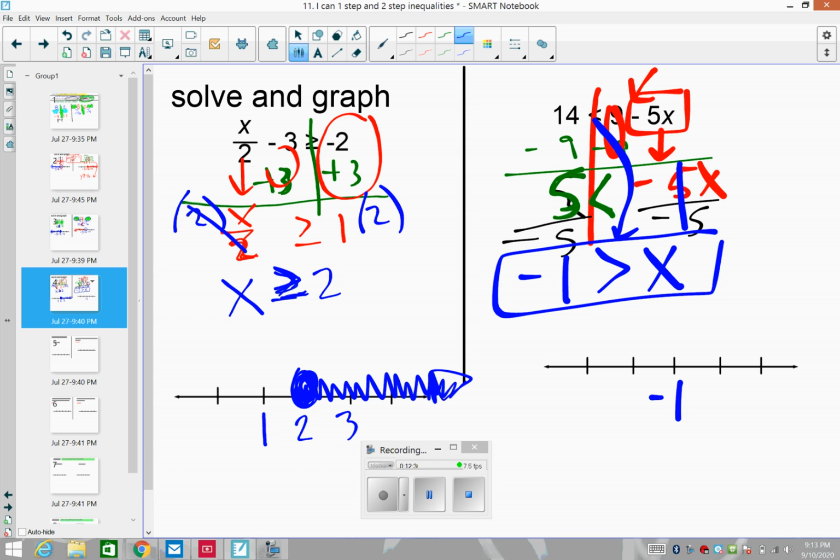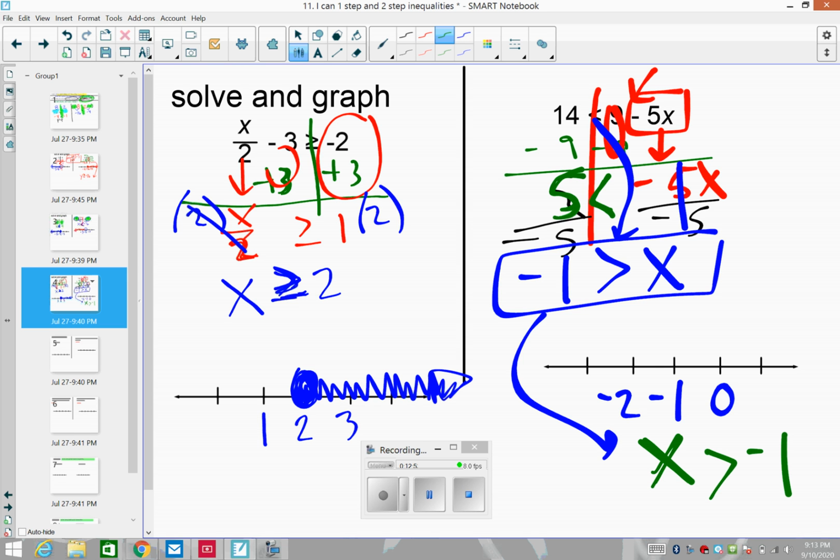So we have a -1 in the middle. We have a -2 that's smaller, and we have a 0. Now, I'm somebody that likes to have the variable on the left, so I'm going to flip everything here. X goes on the left. I'm going to flip the sign. I'm going to flip everything. Open circle at -1 because it's not equal to, and we're talking about all the values that are greater than -1.